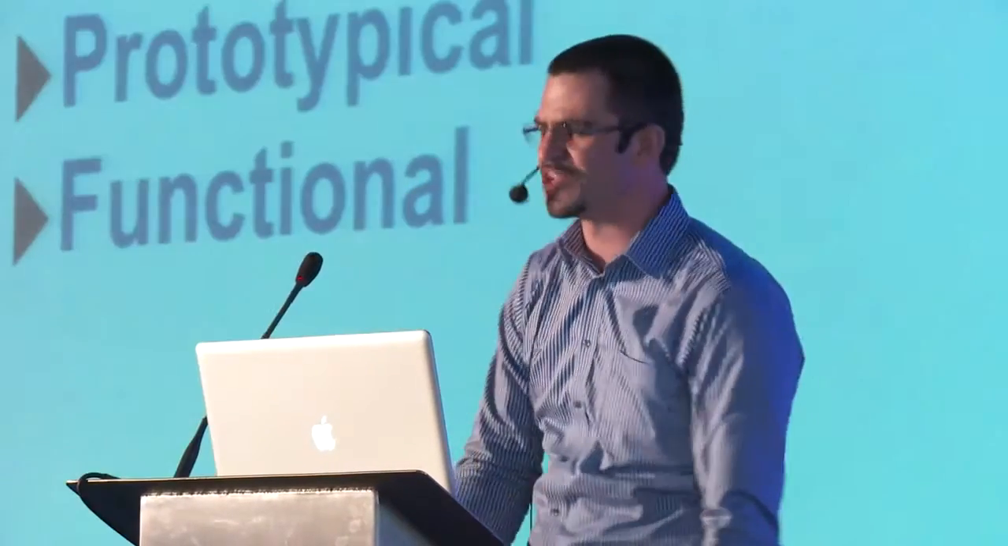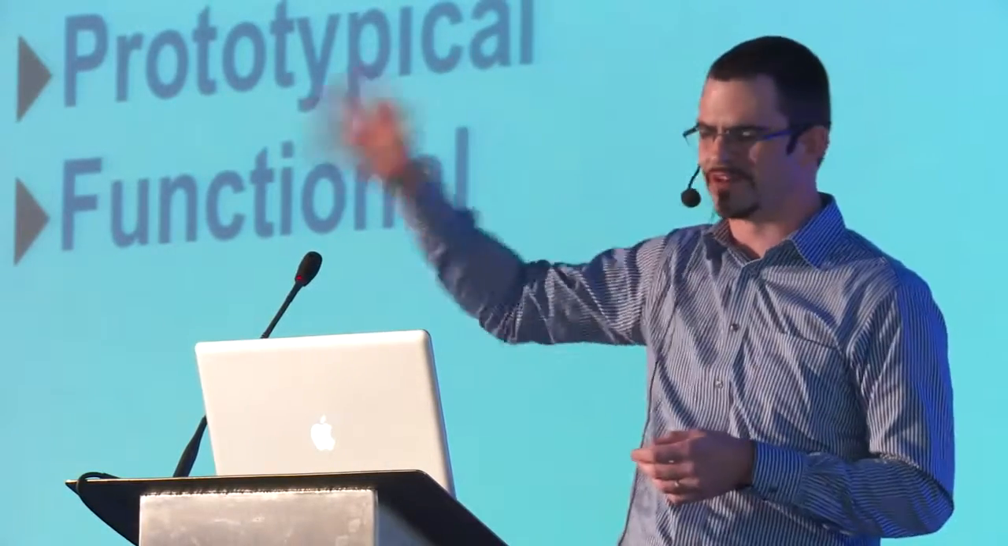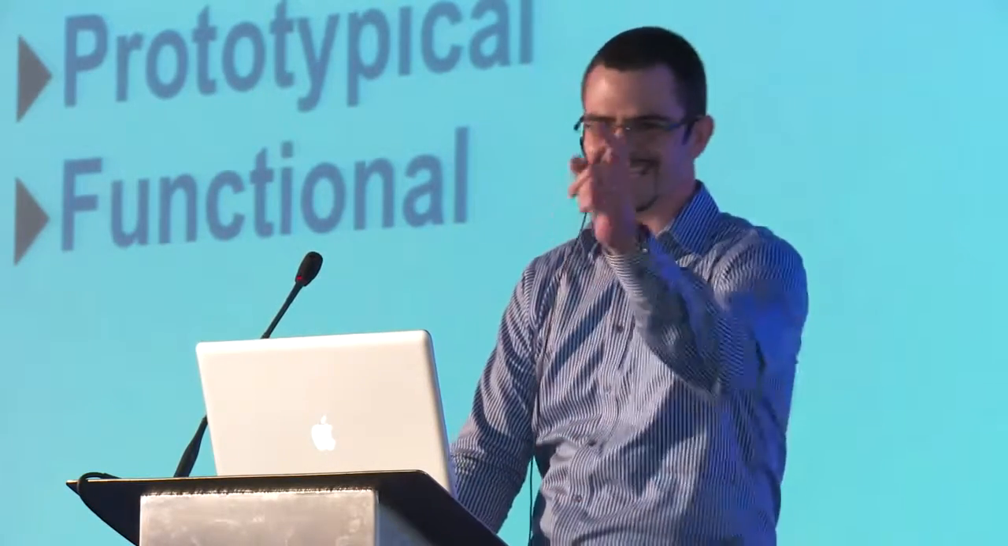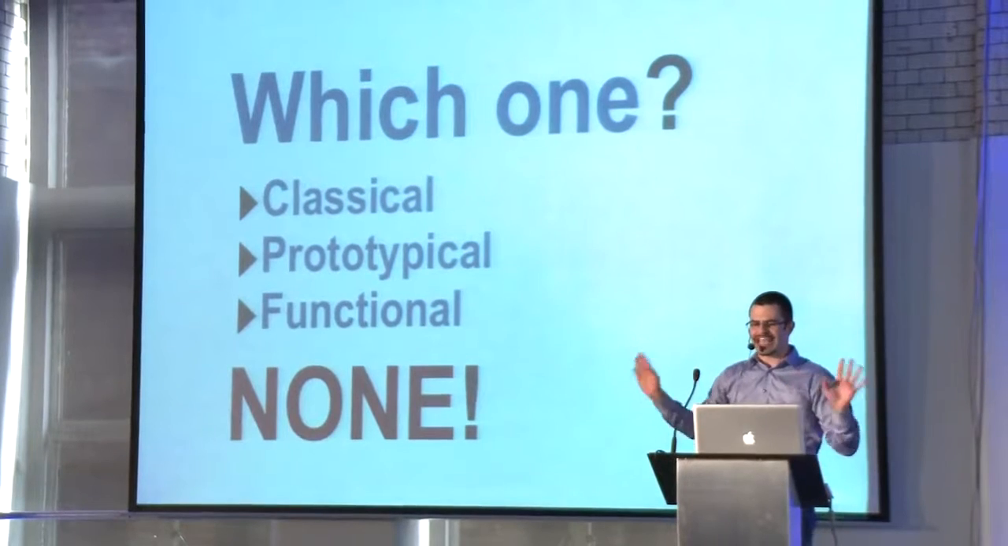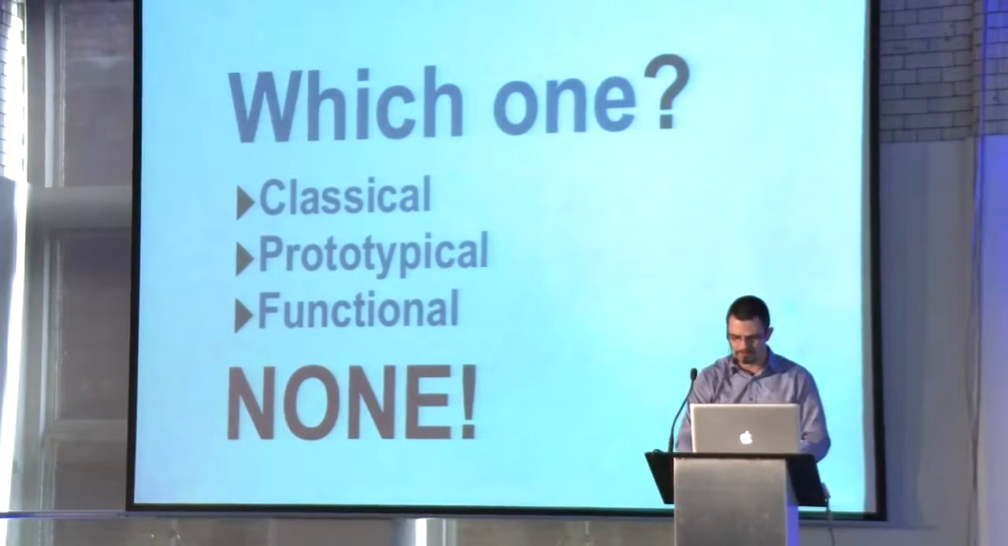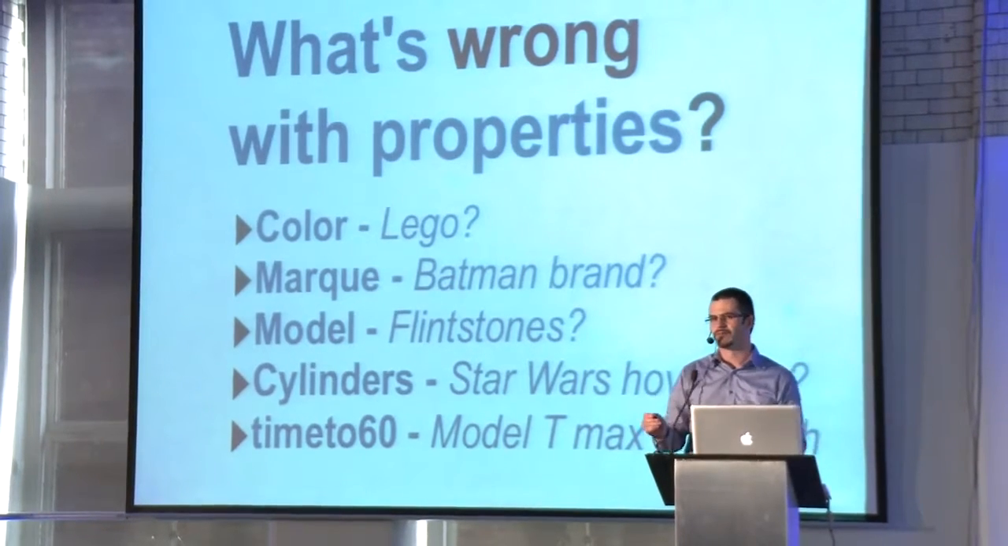So which should we use? Classical, prototypical, functional. Yeah, I did rob them out of Douglas Crockford's book, and I know there's a fourth one, but I've forgotten which it is. Exactly. We don't use any of them. They're all wrong. This is the reason they're all wrong.